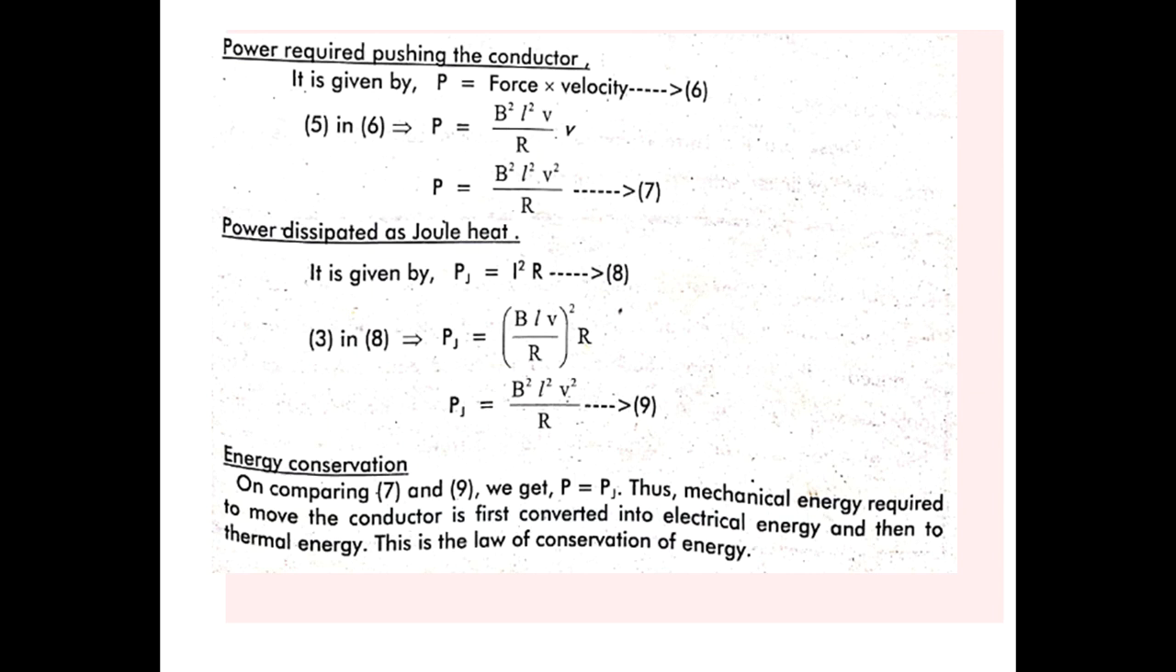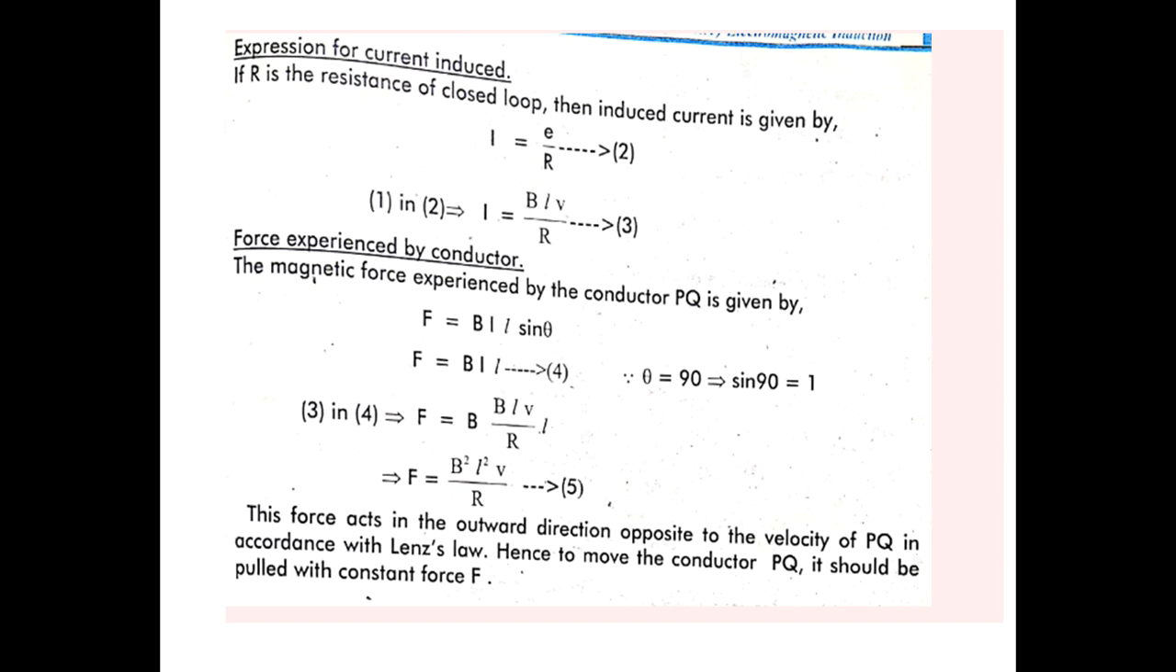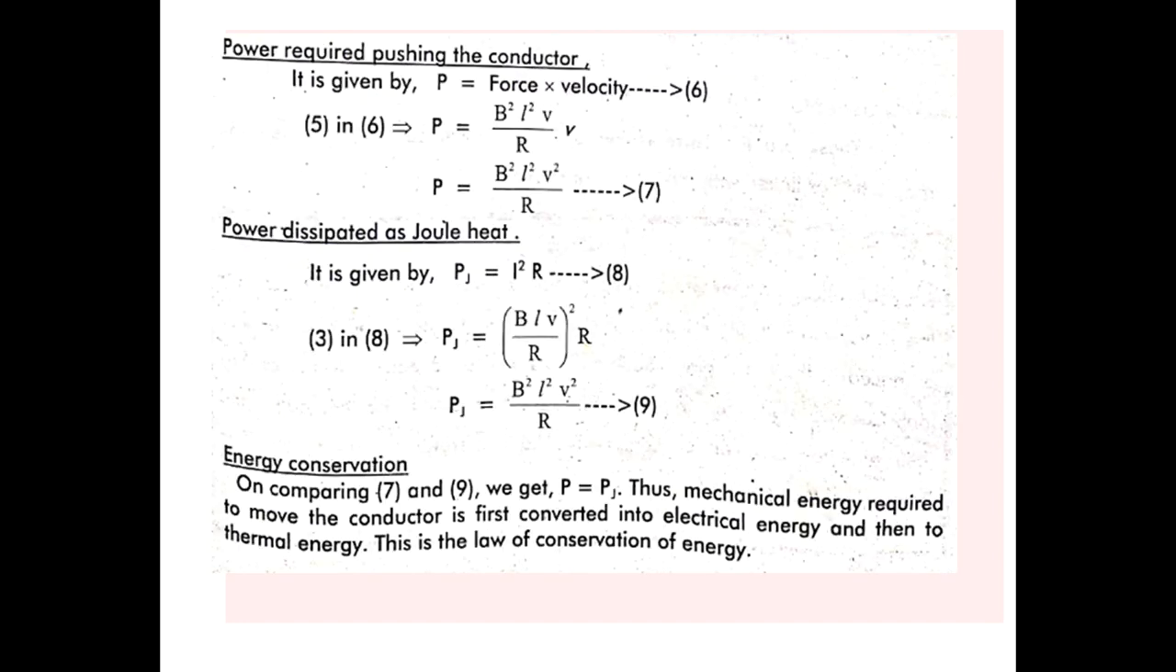The power is equal to force into velocity. According to the equation, P = F × V. Suppose that is equation number 6. From equation number 5, what is equation number 5? That is F = B²L²V/R.